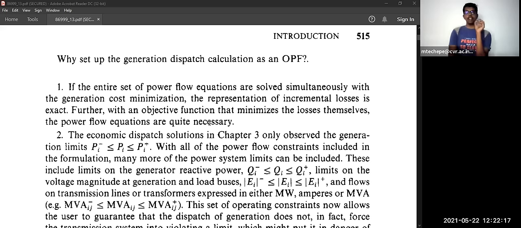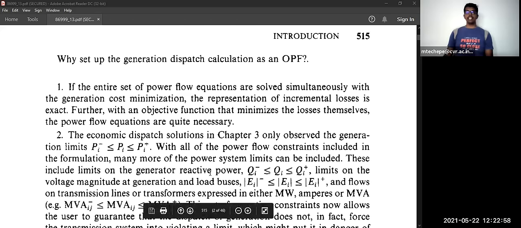The second thing is that the economic load dispatch solution observes the generation limit only. If you take the economic load dispatch solution, only the generation limit is there, like minimum and maximum operating limits. That is, it should not exceed the minimum operating limit, and it should not exceed the maximum operating limit. That is there in any economic load dispatch problem. With the power flow constraints, many more power system limits, that is constraints, are also included.